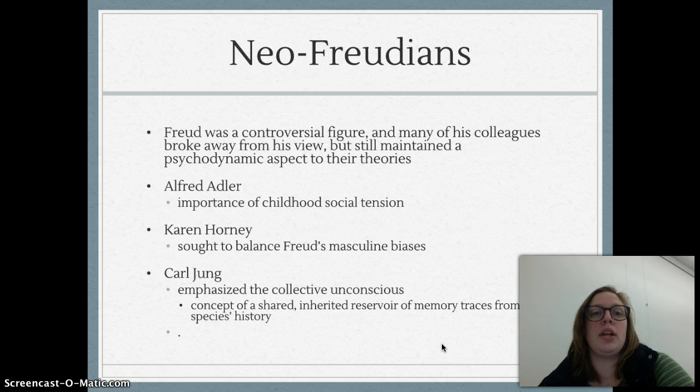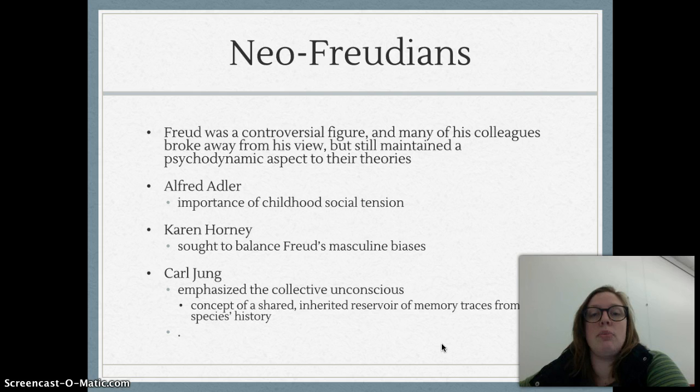All right, Neo-Freudians. Freud was a controversial figure, and many of his colleagues broke away from this view, but still maintain the psychodynamic aspect. So here's a couple of them. Alfred Adler, he's one of our key people for this unit. He focuses on the importance of childhood social tension. So social interactions in childhood affect later adult life social interactions.